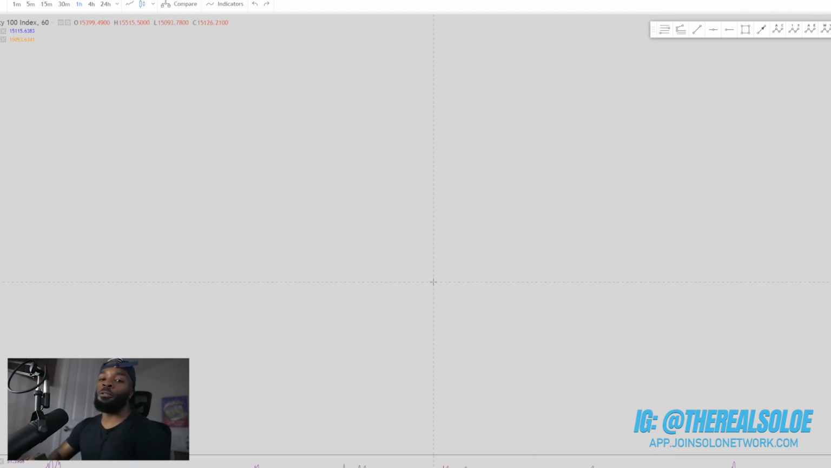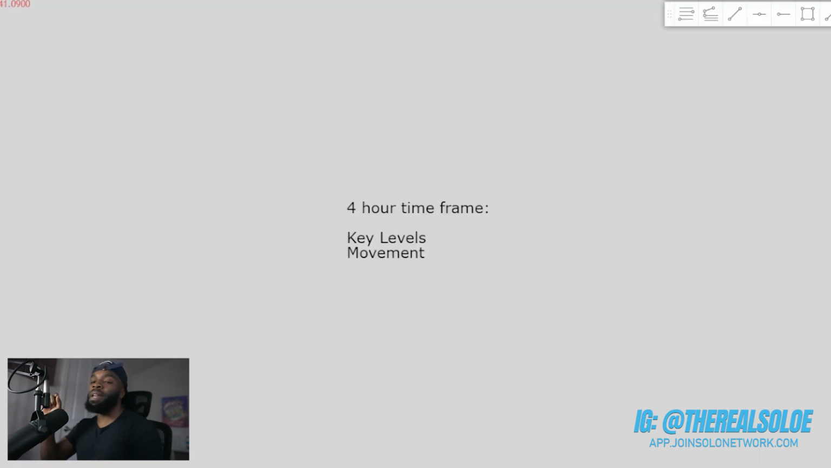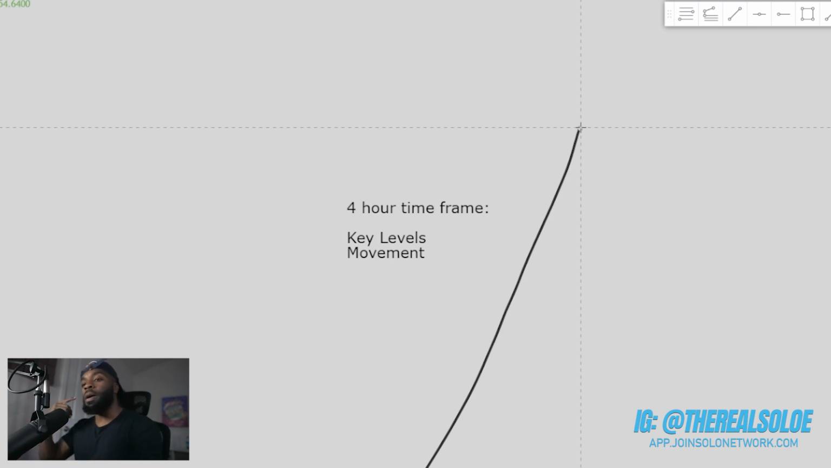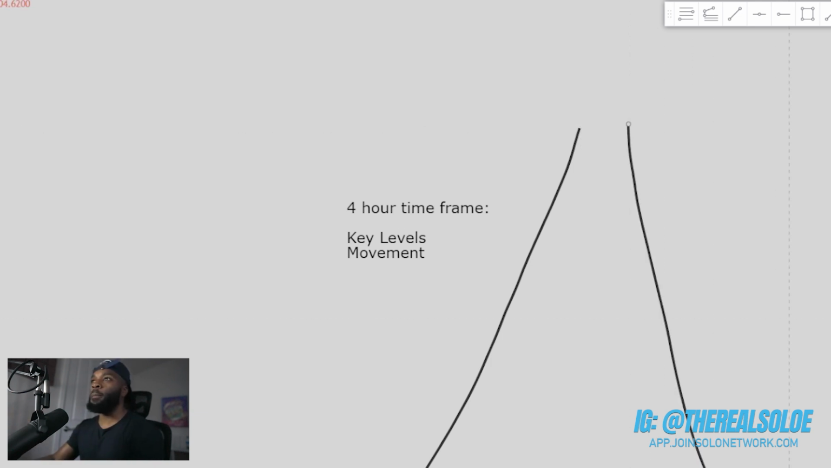So on a 4-hour time frame, we're going to be looking at 2 things: key levels and movement. What do I mean by key levels? Key levels is wherever you see price was acting as support and resistance at the same time. That's a key level. Another thing we're looking at is movement. If you're seeing price is in an uptrend, we know the market is in an uptrend, so we should be more biased to buying opportunities than selling opportunities. Or if the market is going down, we then know the market is in a downtrend, so we should be more biased to selling opportunities than buying opportunities. So we have to realize this first.